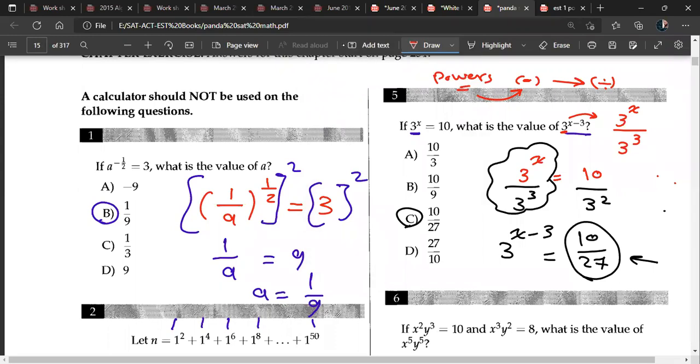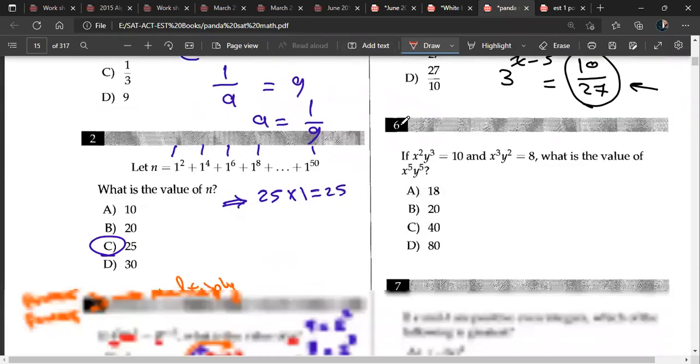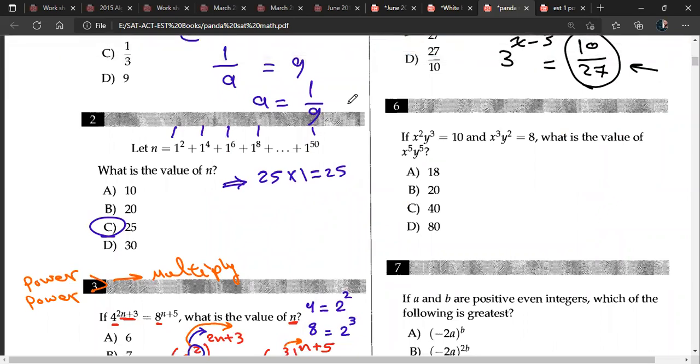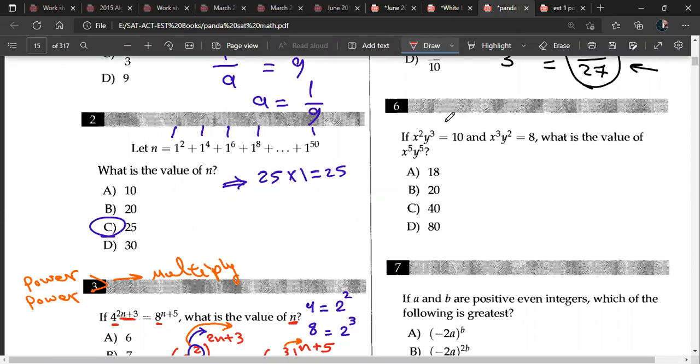Okay, let's complete question number 6. Here you have x squared y cubed equals 10 and x cubed y squared equals 8. What is the value of x power 5 multiplied by y power 5? Okay, guys, does anyone have a hint here? If you have any hint, you can send it or open your mic. What are we going to do here?